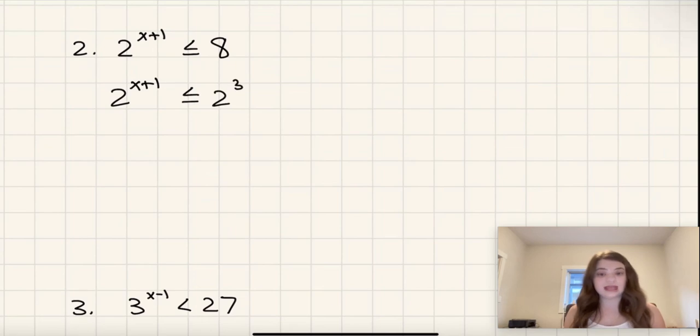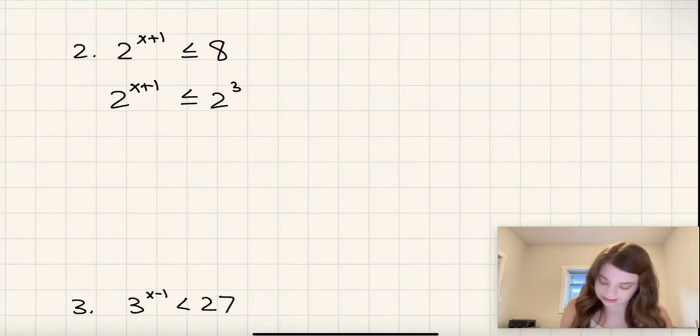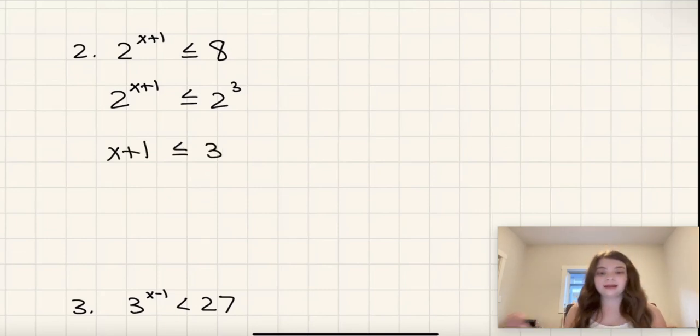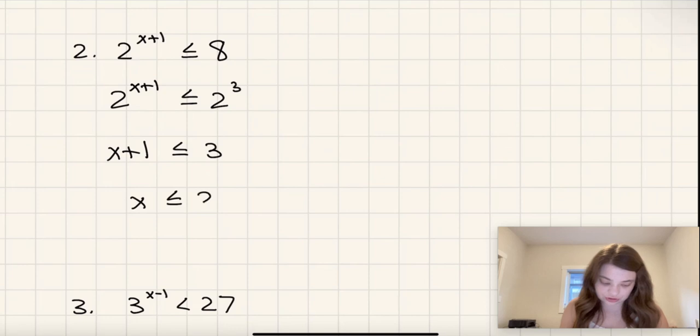Now that the bases are the same, we can just get rid of them and say, well, that means that x plus 1 must be less than or equal to 3. And then I can subtract 1 from both sides to get that x is less than or equal to 2. And there's our final answer.